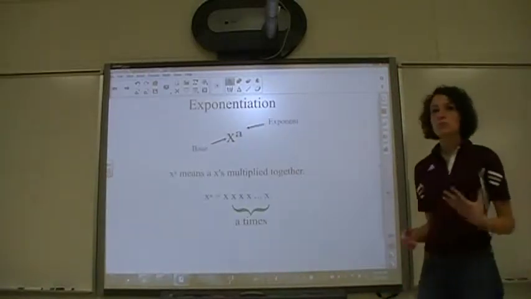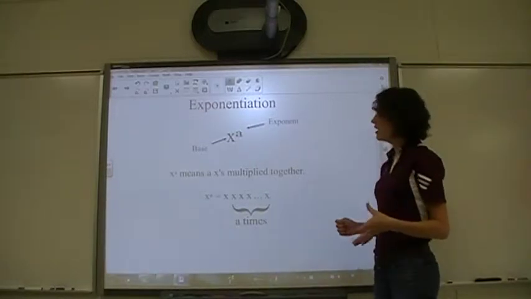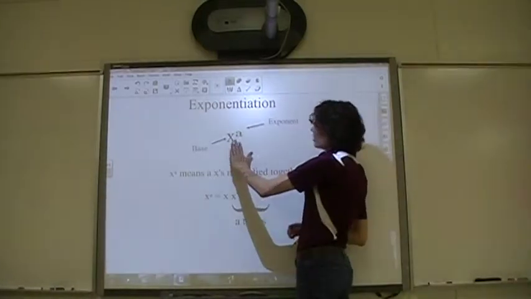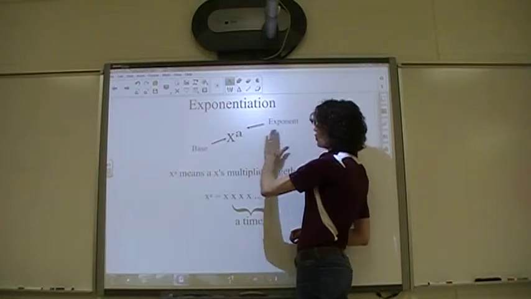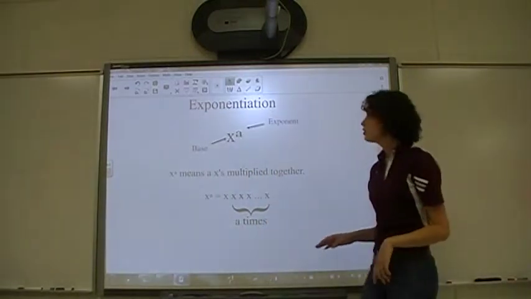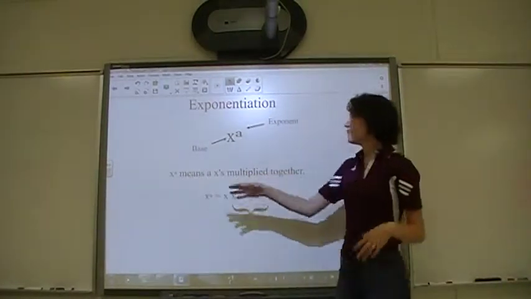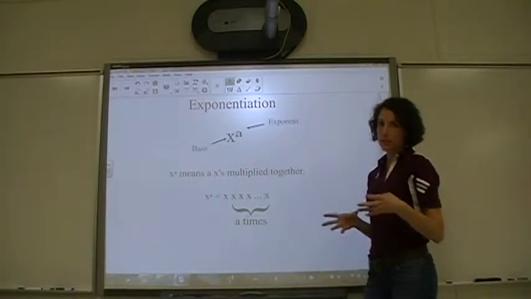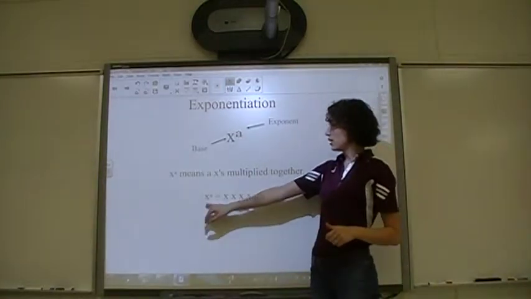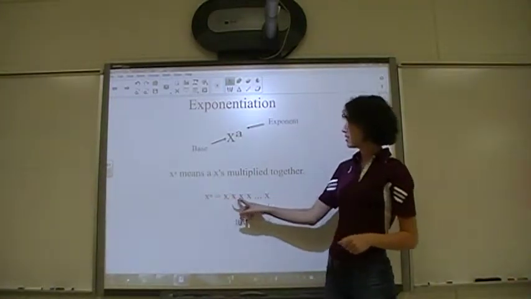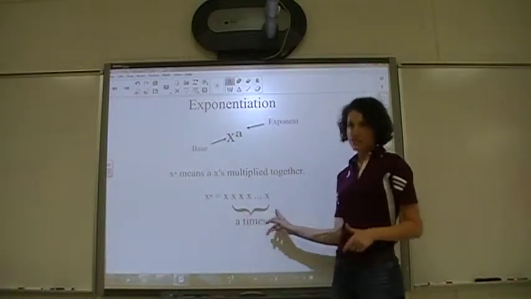So first, what you need to know about exponentiation is that when you have x to the a, your x is your base and your a is your exponent. So when you have x to the a, it means you have a x's all multiplied together. That means if you have x to the a, you have x times x times x times x times x, a times.